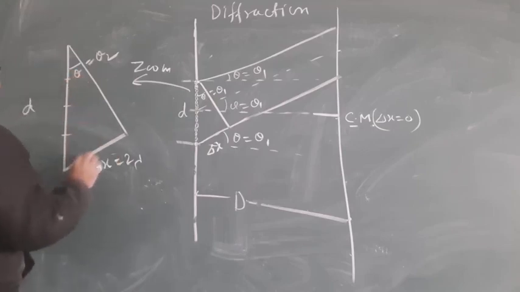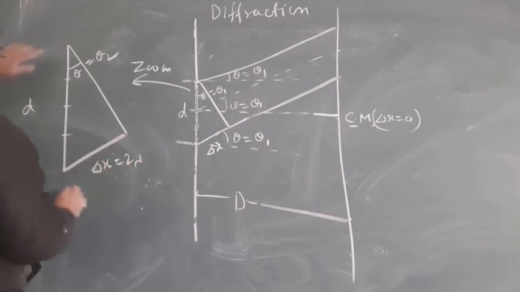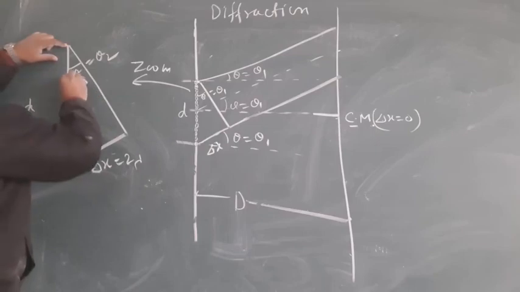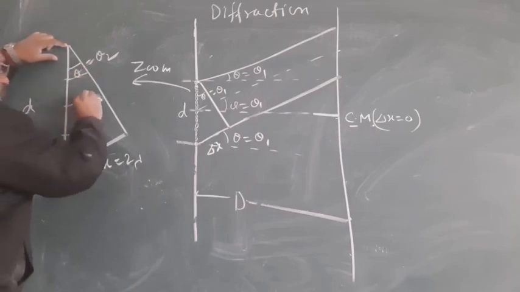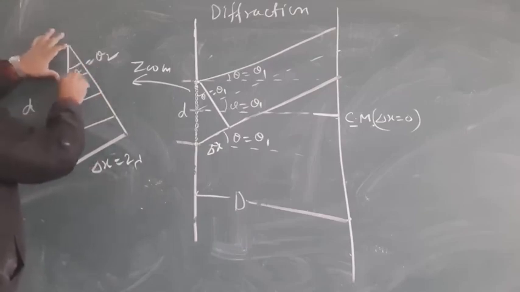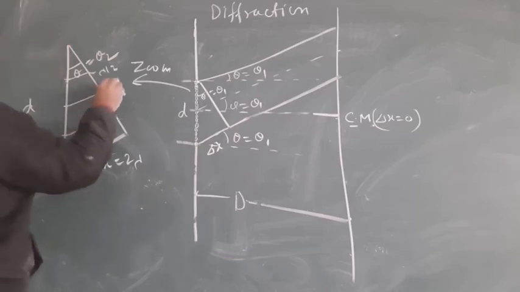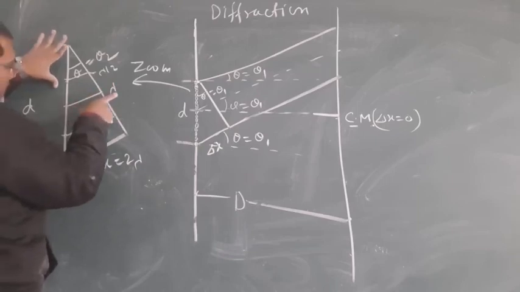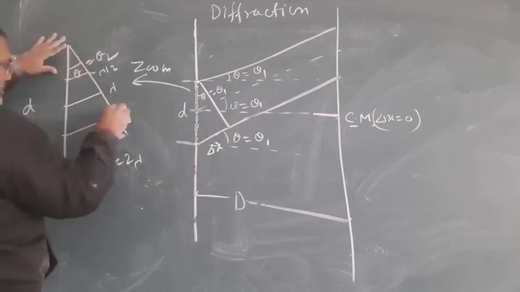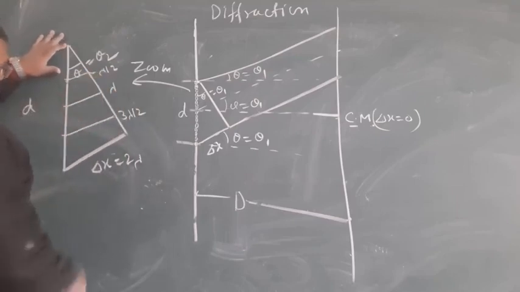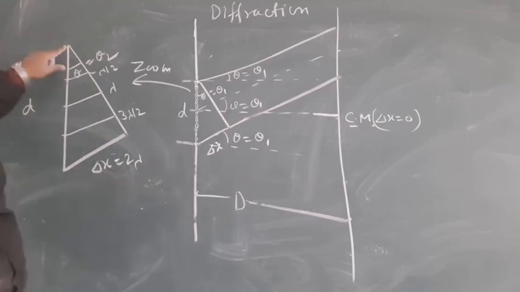So by uniformity, this is 2 lambda between the first and last particle. There is a path difference of 2 lambda. So by uniformity you can say that this particle and this particle have a path difference of lambda by 2, and this would be lambda. This particle and this particle have a path difference lambda, and this particle and this particle have a path difference 3 lambda by 2, and this particle and this particle have a path difference 2 lambda.